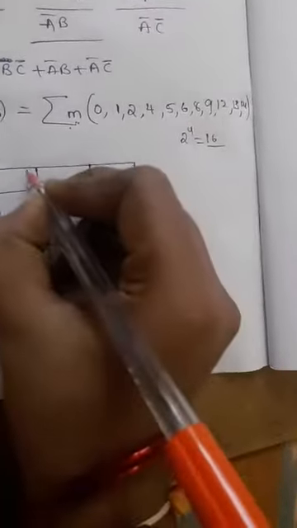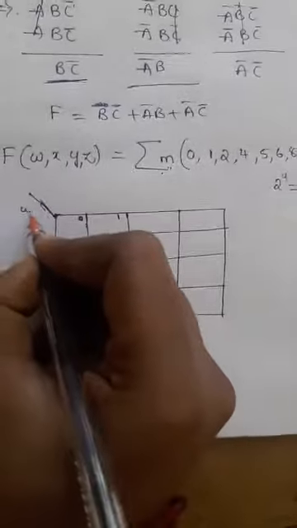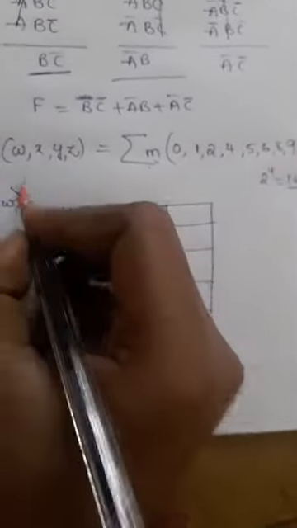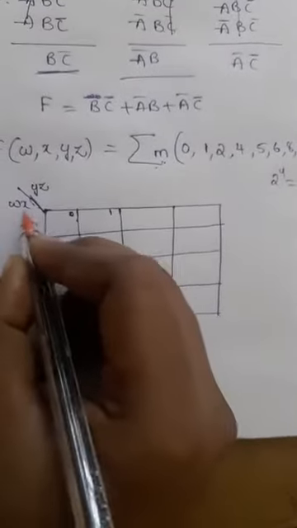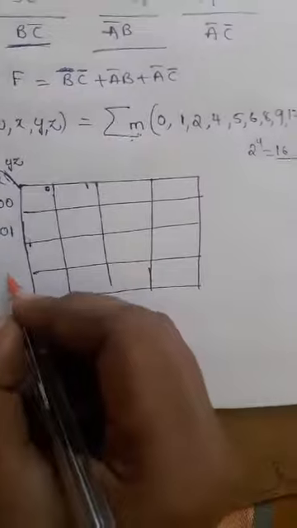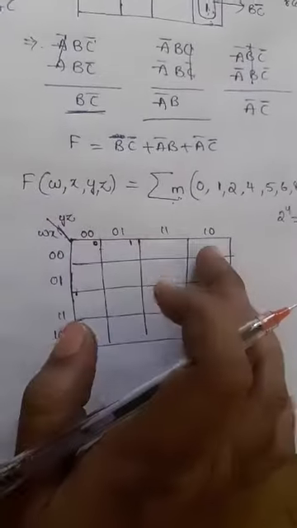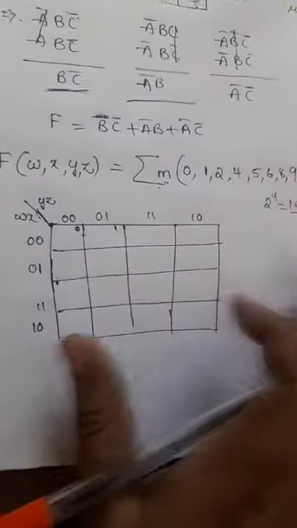So this is the separation of the K-map. I consider here WX, and here I am considering YZ. For 2 variables, how many possibilities are we getting? 4 possibilities: 0 0, 0 1, 1 1, 1 0. Like this way here also, 0 0, 0 1, 1 1, 1 0. This is also 2 variables, so again we get 4 possibilities. Totally 4 into 4 is 16.